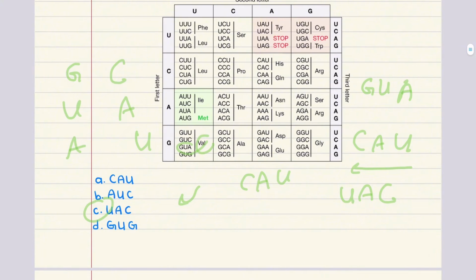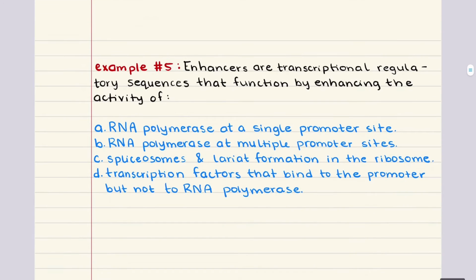4 is C. Problem 5 says enhancers are transcriptional regulatory sequences that function by enhancing the activity of blank. A says RNA polymerase at a single promoter site. B says RNA polymerase at multiple promoter sites. C says spliceosomes and lariat formation in the ribosome. And D says transcription factors that bind to the promoter but not to RNA polymerase.